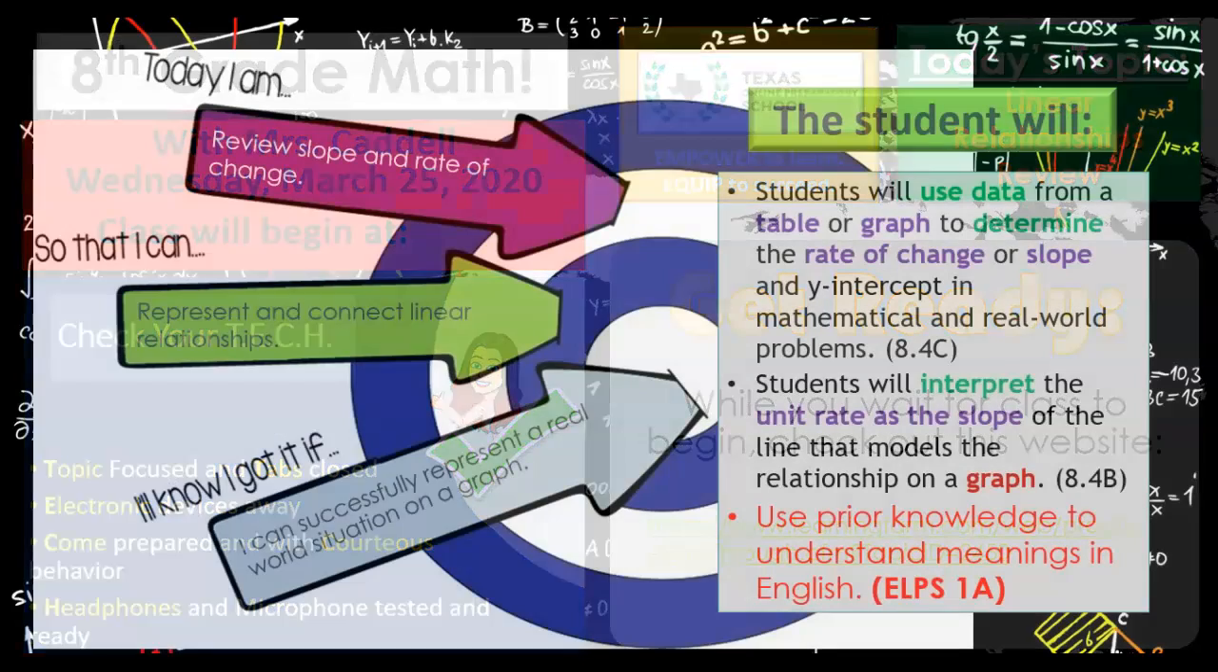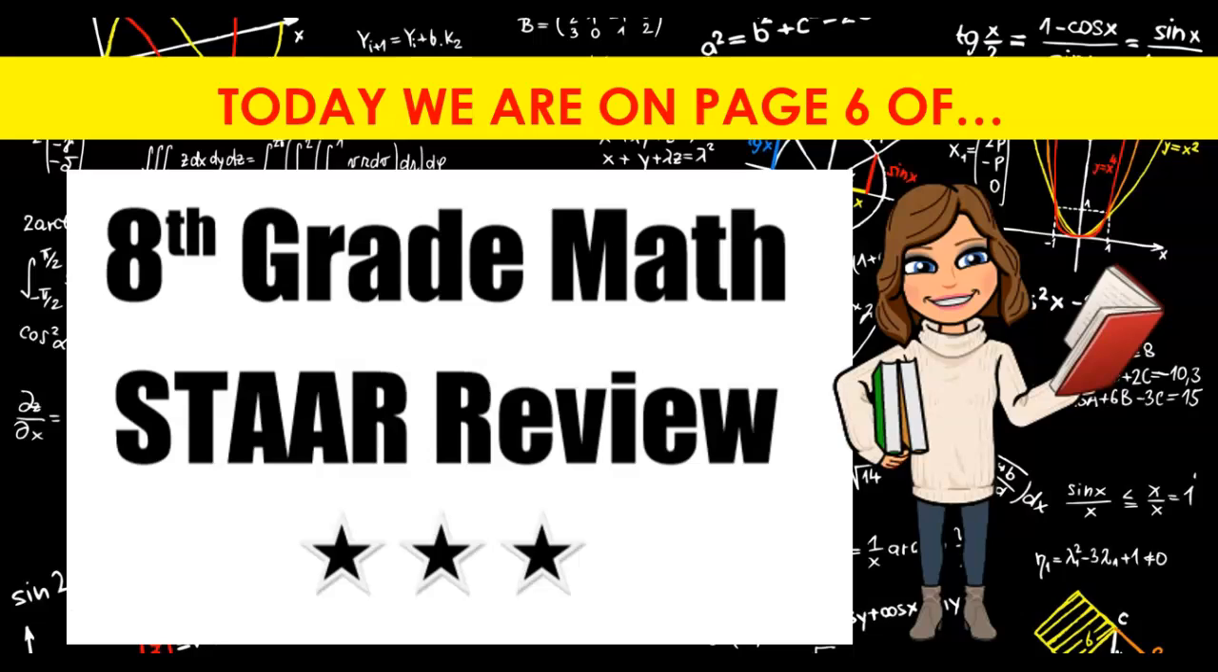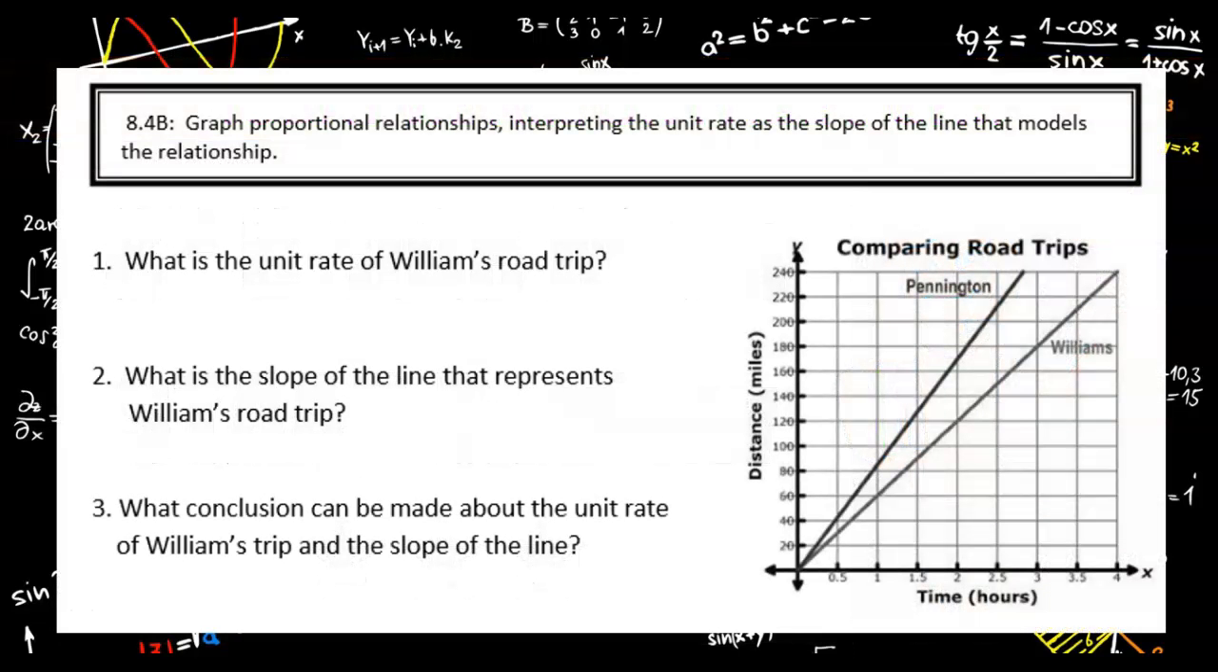Let's get started. Today we are going to be reviewing slope and rate of change, so that we can represent and connect linear relationships. And we'll know if we got it if we can successfully represent a real-world situation on a graph. So we are going to be on page 6 of our STAR math review packet.